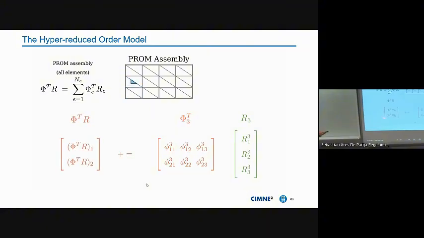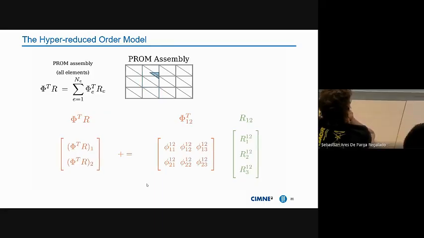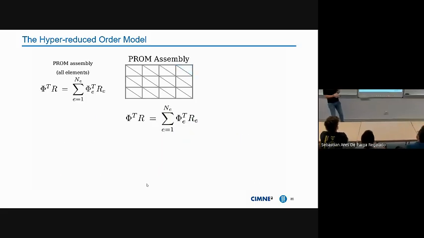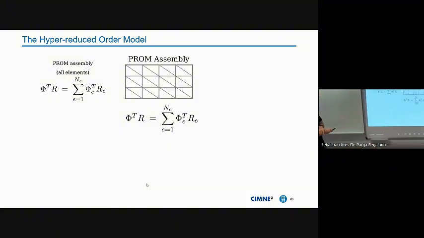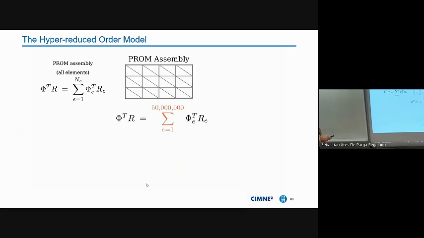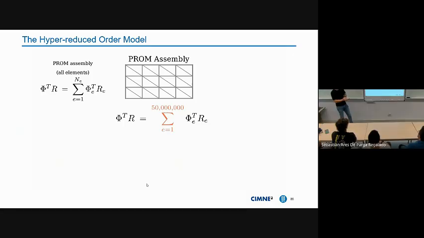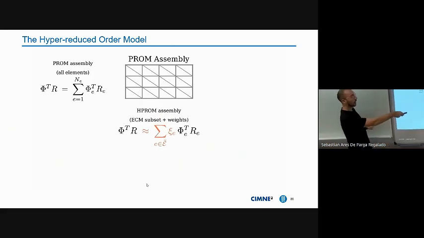The way that you build up this small right-hand side is by looping through all of the elements. So you can imagine that the cost of going through all of the elements is still scaling with the high-dimensional model. In this very simple case it's not that much, but in industry you can be talking about something of the order of 50 million degrees of freedom, well, 50 million elements. So what you want to find is a subset of elements and assign some positive weights such that you approximate this phi transpose R by means of only some elements, by the use of hyper-reduction techniques.